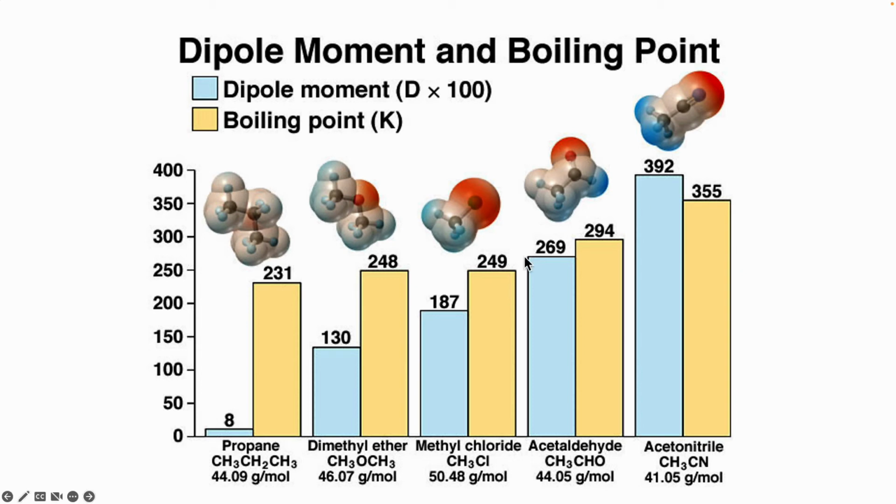Now for these at the bottom here, even though the dipole moment isn't that big, the boiling point's about the same. And the reason for that is that these last two have fairly large molar masses. And so it's probably London dispersion that's the dominant interaction for these three. And if they have the similar molar mass, which they do, that explains that it's due to London dispersion.